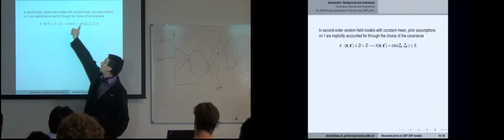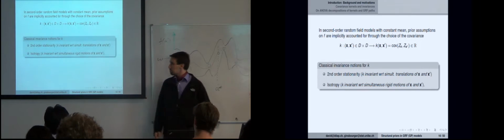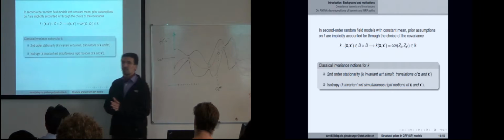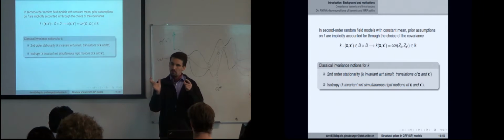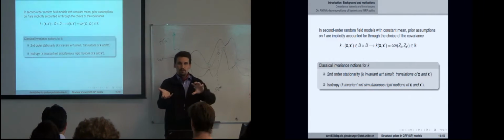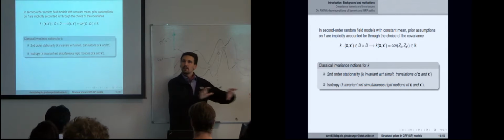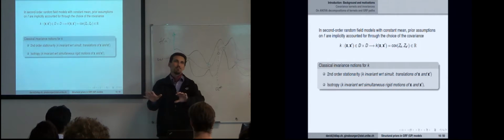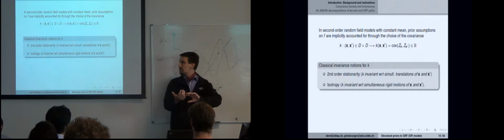So the kernel K is mapping any couple of points x, x prime from the domain to some number, which is a covariance between Z(x) and Z(x prime), and discussing some notions of invariance for K. What you know, probably, is the notion of second order stationarity on K, so basically your K depends on x minus x prime, which means that if you translate x and x prime simultaneously, you don't change the covariance. The notion of isotropy means that if you rotate x and x prime simultaneously, you don't change the covariance. Okay? That doesn't mean that your function is invariant by translation, because if it were the case, it would be a constant. And the rotation invariance doesn't mean that your function is radial. Okay? It's something which is about the distribution.